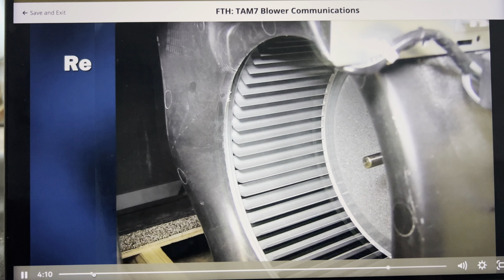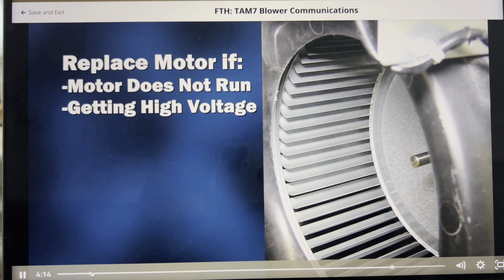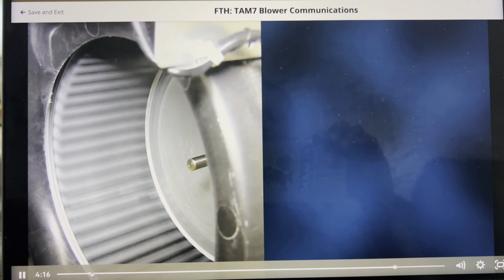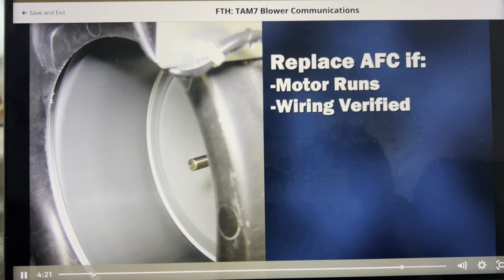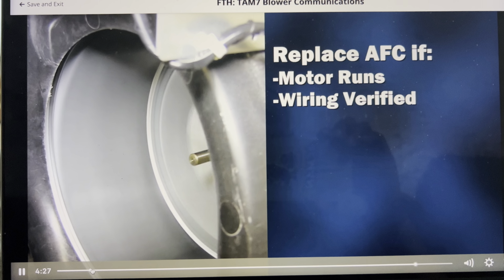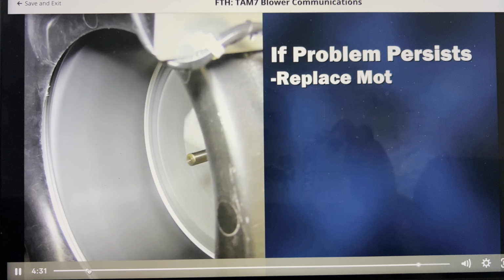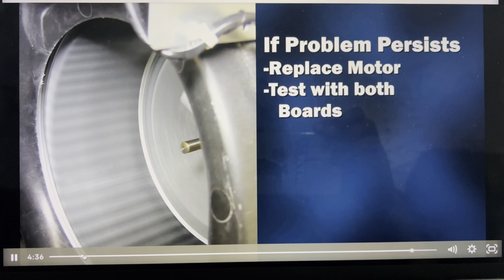If the motor does not run and you have verified high voltage to the motor, then the motor must be replaced. If the motor does run and wiring continuity has been verified back to the airflow control board, then the problem most likely is with the AFC board itself. Replace the board and retest. If the problem persists, install a new blower motor and test it both with the old AFC board and the replacement AFC board.